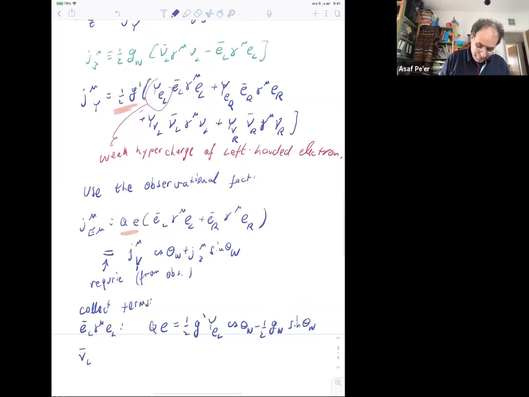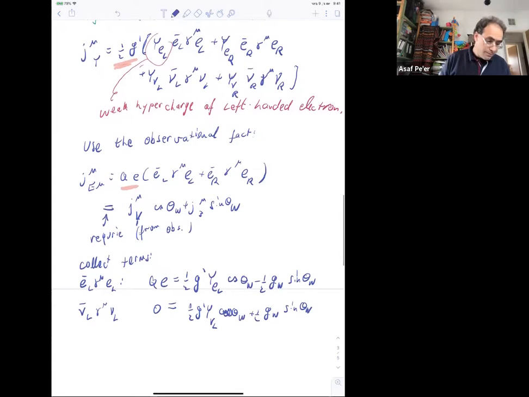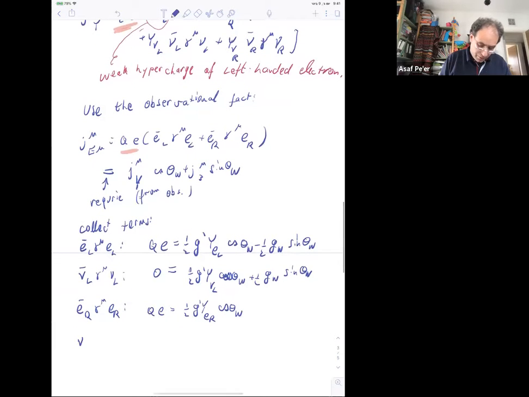And for the neutrinos, you get a zero, which is one half G prime Y neutrino left cosine theta weak, plus one half G weak sine theta weak. For the right-handed particles, again we have QE, and that's just one half G prime Y E R cosine theta weak. And for the right-handed neutrinos, we get a zero, which is one half G prime Y neutrino R cosine theta weak.